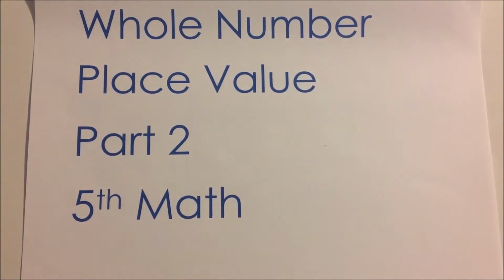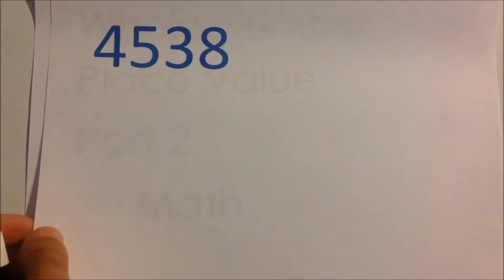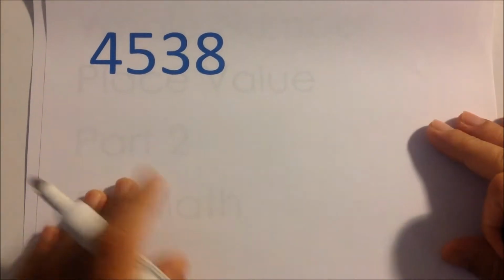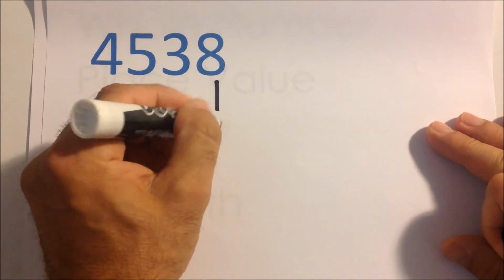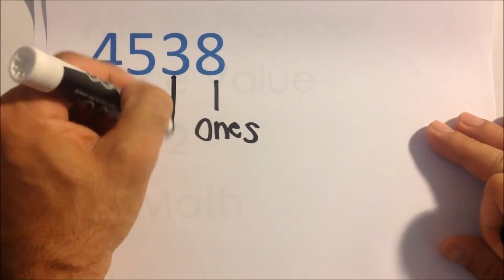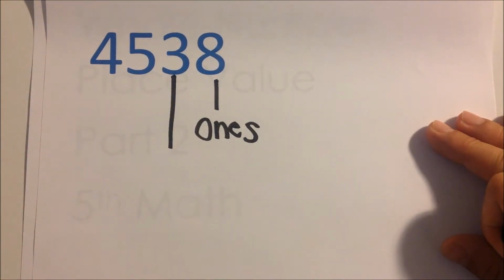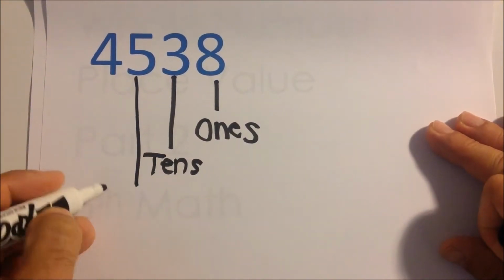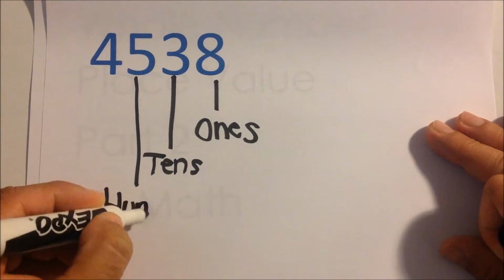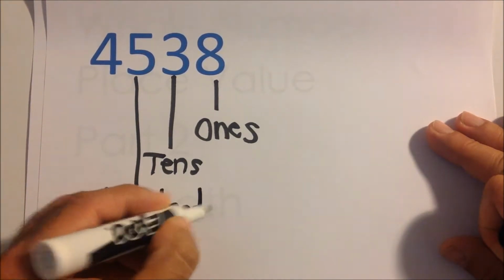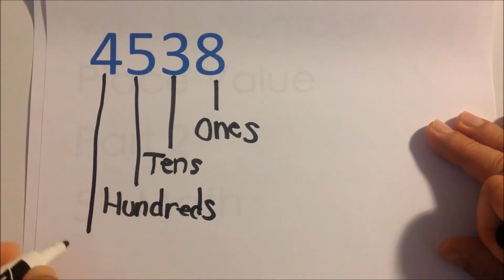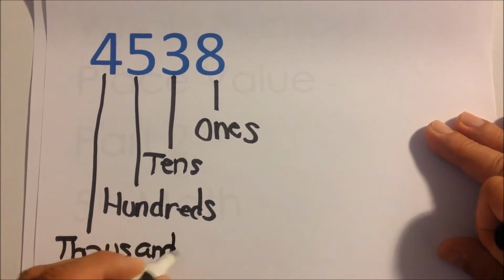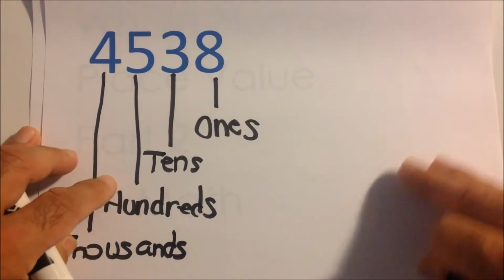So let's look at a number. Here it is, 4,538. So we have the 8 in the ones place, just reviewing. The 3, what place is the 3 in? It's in the tens place, right? And we have the 5. 5 is in the hundreds. And we have the 4, and the 4 is in the thousands. So that's the place they're in.